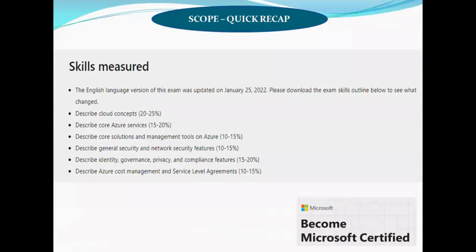So this is the overall scope recap, and the percentage in brackets is the weightage on each chapter. There are around 6 chapters as shown here. So make sure you are preparing for the exam based on the weightage given here.